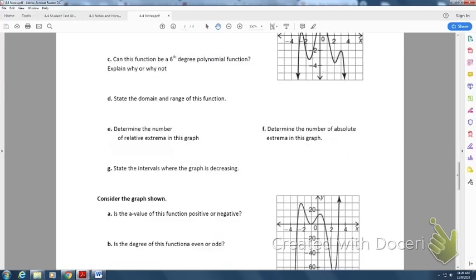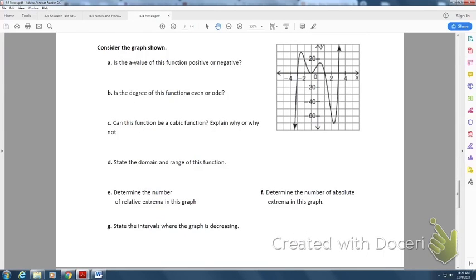Okay, so let's go to the next question, answering the same kind of ideas. So my arrows are going in opposite directions of each other. So that right there should tell me that it is an odd degree. If it ends up going up on the right, then it is positive. If it had ended up going down on the right, it would be negative. So you really need to look, does it end up being an increasing graph, or does it end up being a decreasing graph? This one is increasing, so it would be positive.